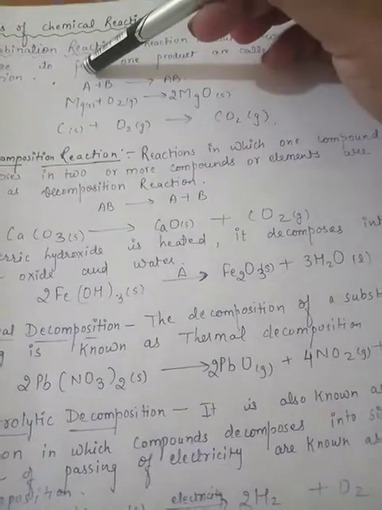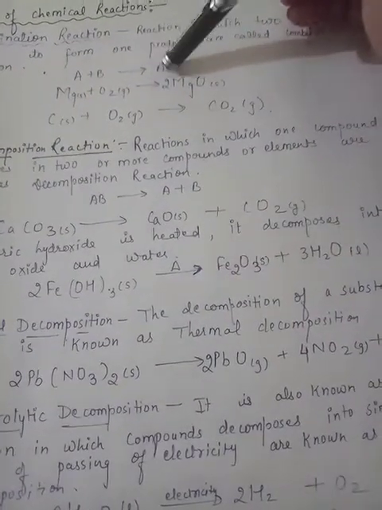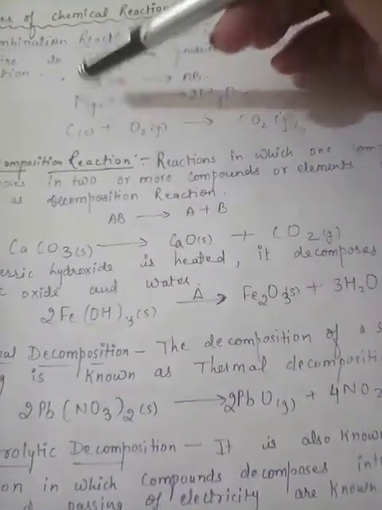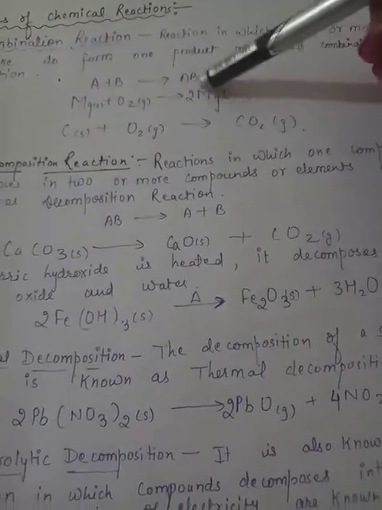So here you can see, in a general way, A plus B is going to give you a product AB. You can see this reaction I have explained earlier also. When magnesium and oxygen react, they're going to form magnesium oxide.